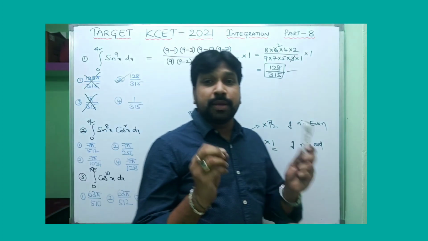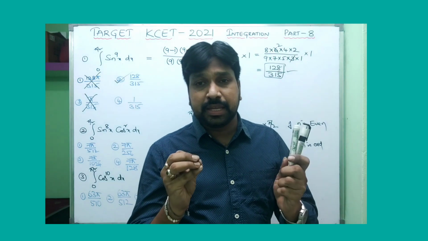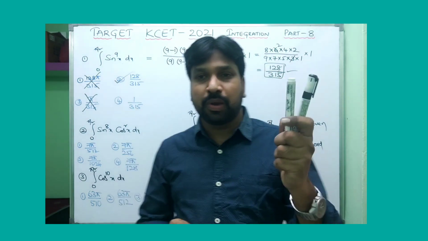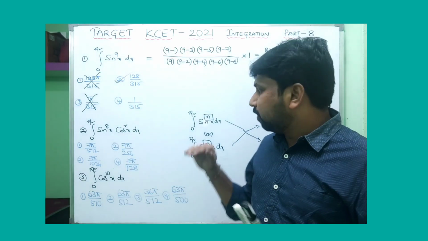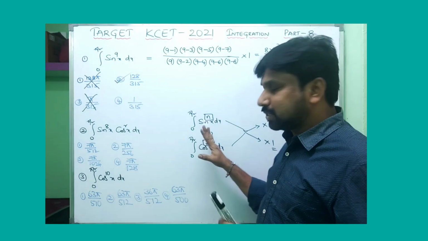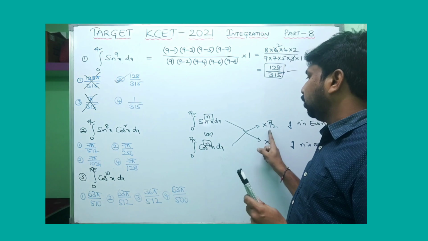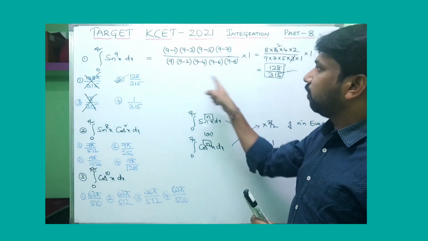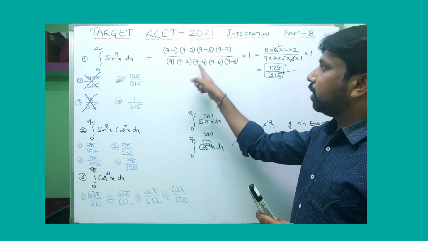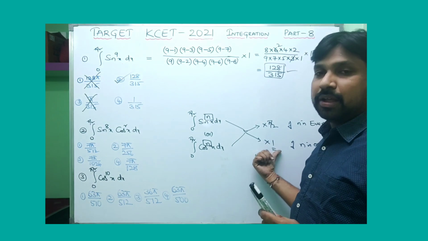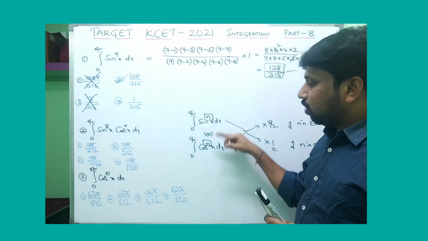So by using this approach, the problem will be very easy. You need not remember one kind of formula for sine and another kind of formula for cos. For sine power n x or cos power n x, it is the same formula only. Just remember, if n is an even number, you multiply the total value with pi by 2. If n is an odd number, you multiply that whole number with 1, whether it is sine or cos.